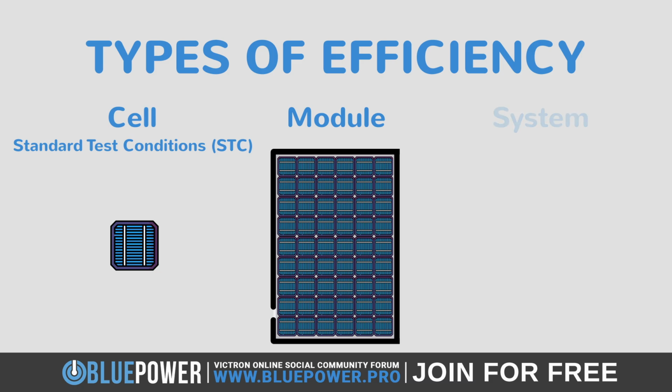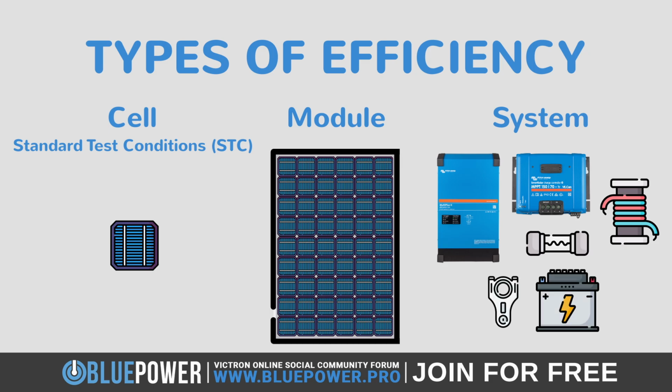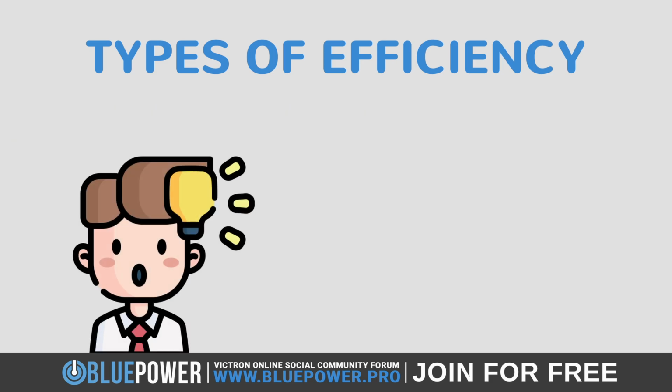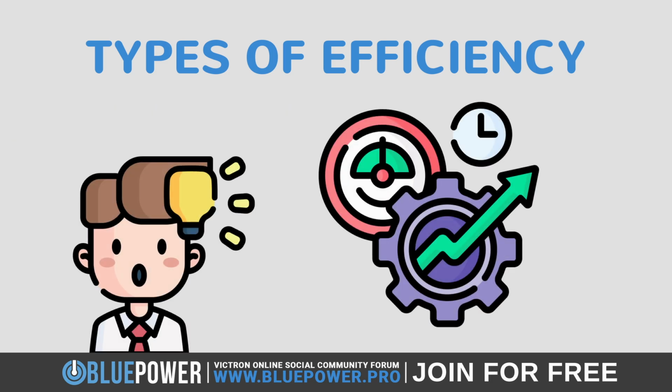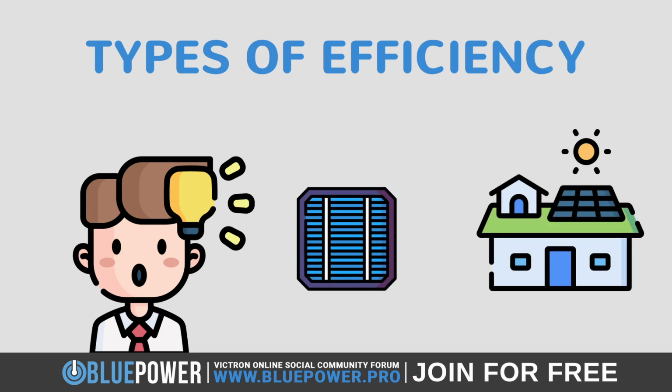The system efficiency is the overall efficiency of a complete solar power system, including inverters, charge controllers, wire, fuses, connections, batteries, and other components. It is the most comprehensive measure of how effectively the system converts sunlight into usable electrical energy. System efficiency takes into account all potential losses within the entire setup, offering a holistic view of the solar power system's performance. Understanding these different types of efficiency helps in evaluating and optimizing solar energy systems at various scales, from individual cells to entire solar power installations.